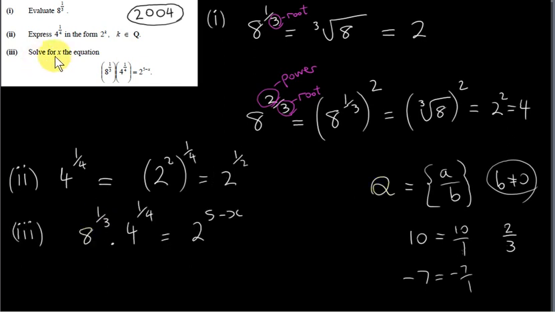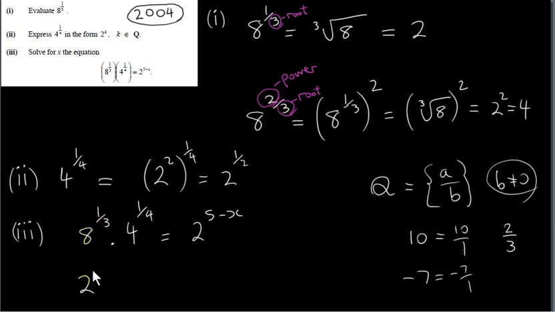In part 3, we want to solve for x the equation 8 to the power of 1/3 times 4 to the power of a quarter equals 2 to the power of 5 minus x. Now, when solving equations where x is a power, we try to get all the base numbers the same. You can see that these base numbers are different, but we know that we can write them all as powers of 2. So we write 8 as 2 to the power of 3. As a matter of fact, we've already worked out 8 to the power of 1/3, so I don't have to do that.